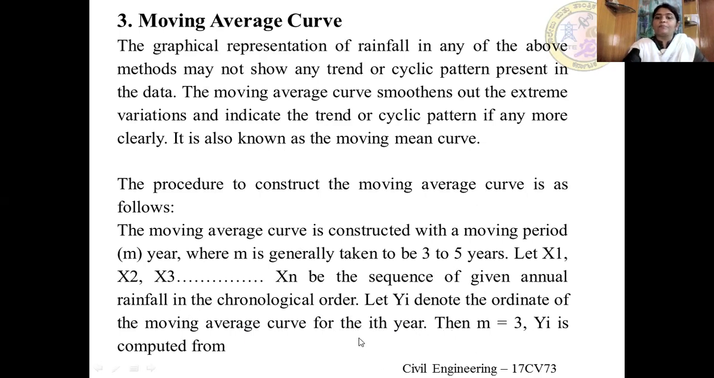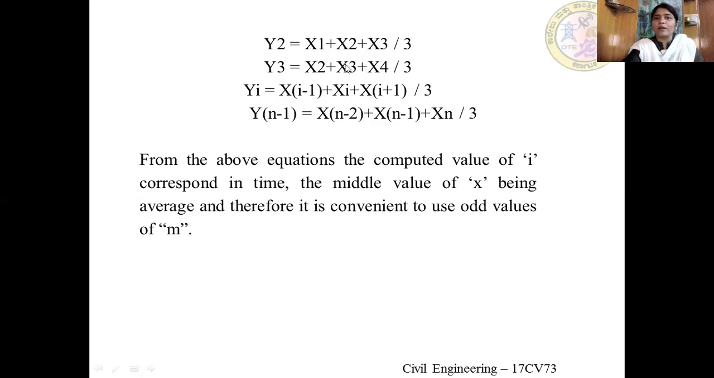So m is equal to 3, where yi is computed for particular years, like 92, 93, 94. If we take 93, the precipitation of 92 plus 93 plus 94 divided by 3 will give us the average, and that value is going to be taken. For example, y2 is x1 plus x2 plus x3 divided by 3. Y3 is x2 plus x3 plus x4. Y4 is x3 plus x4 plus x5.